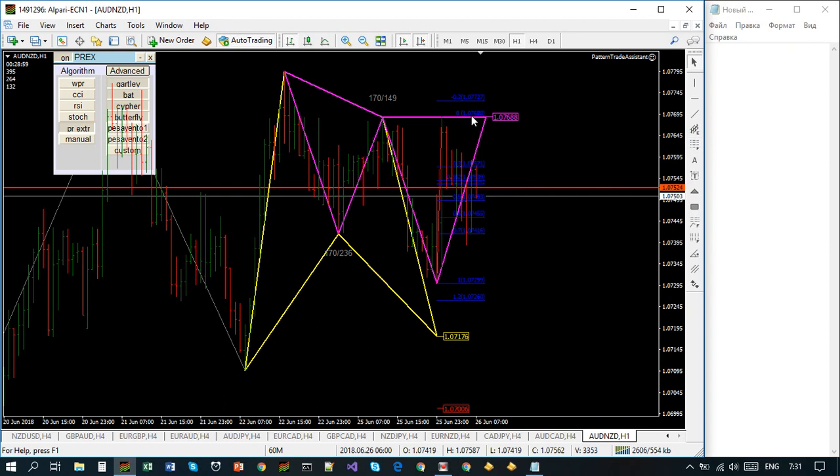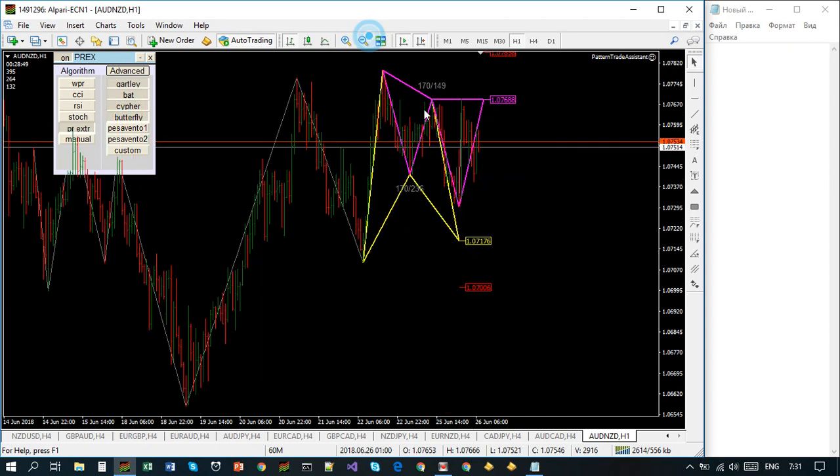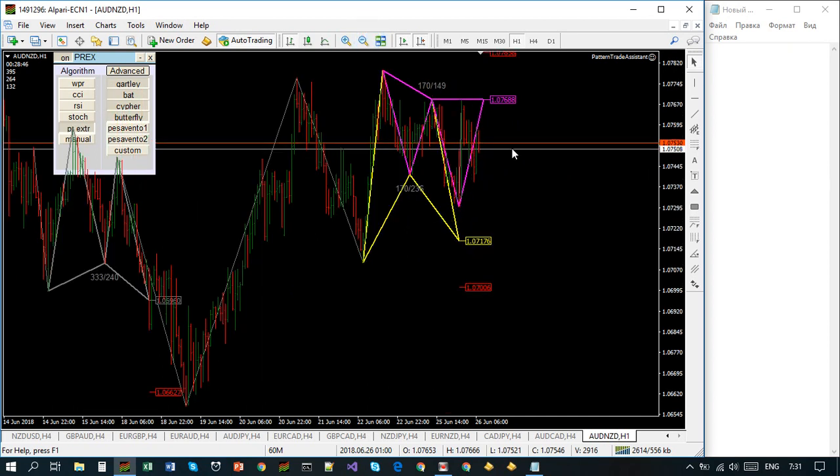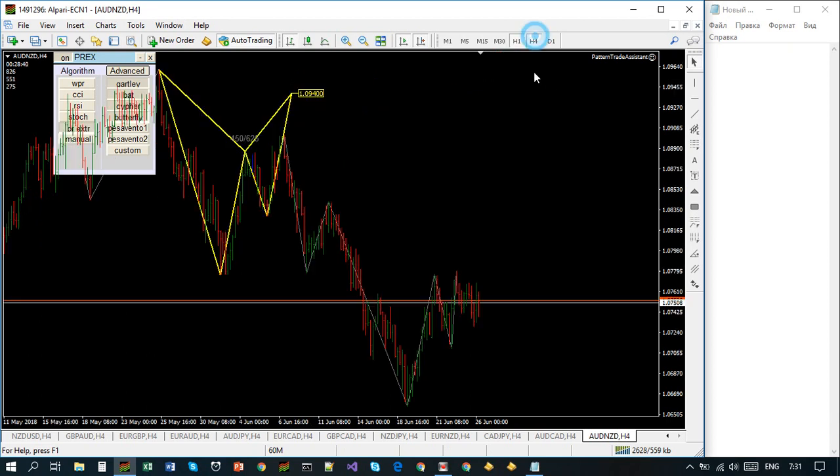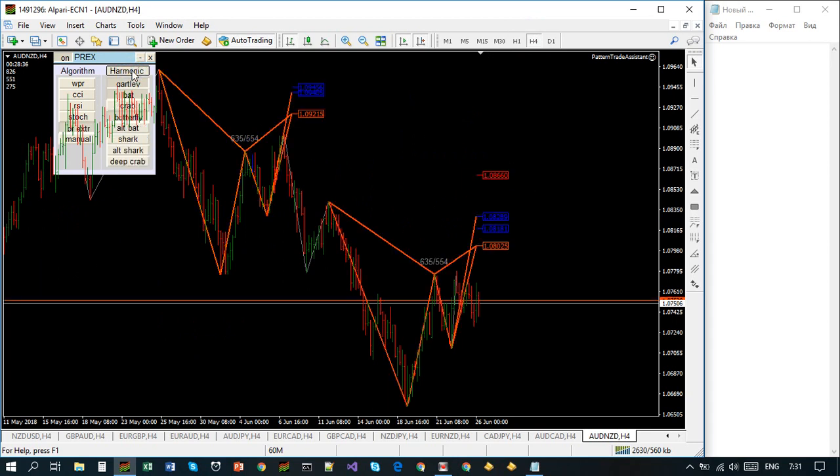So the pattern started from 07688. Okay, pip to pip reversal. Very precise trading for this cipher. So if you were in this cipher, congratulations, you had these wonderful winners. 4 hour advanced patterns, nothing. Harmonic patterns will have a godly pattern.